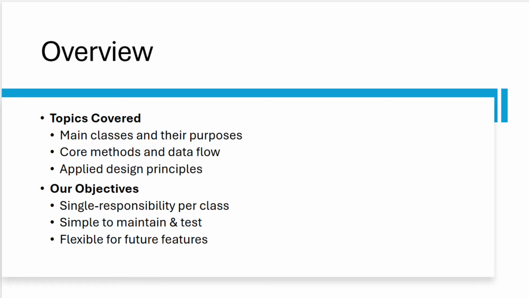Our objectives are simple. We assign a single responsibility per class, which keeps each component focused and clear. This makes our code easy to maintain and test, since you can change or verify one piece without touching the rest. And by decoupling file I/O, business logic, and presentation layers, we've built in flexibility for future features. With that roadmap in mind, let's dive into architectural design.